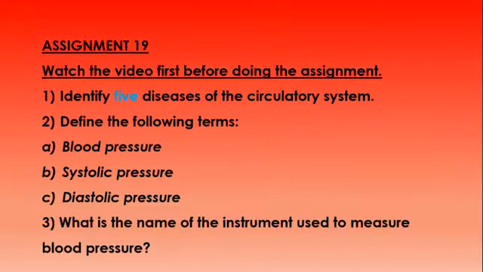Alright, let's look at our assignments. Number 1, identify 5 different diseases of the circulatory system. You can as well do research and give me your own research diseases. Number 2, define the following terms: blood pressure, systolic pressure, and diastolic pressure. And you are supposed to give the name of the instrument used to measure blood pressure. Note the spellings carefully.